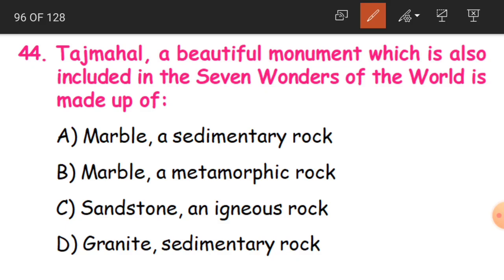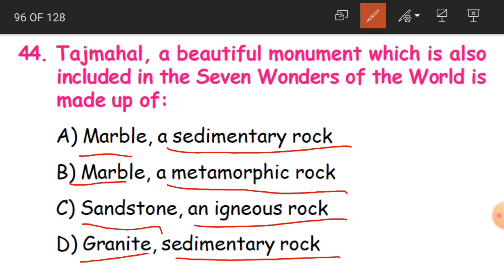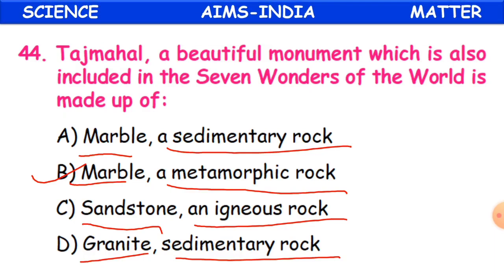And it is purely white in color. No, children, this construction is purely white in color. Is it made up of marble, a sedimentary rock, marble, a metamorphic rock, sandstone, an igneous rock, granite, a sedimentary rock? Okay, so it is made up of marble, a metamorphic rock. Okay, children. So this is how Taj Mahal is constructed with this material.